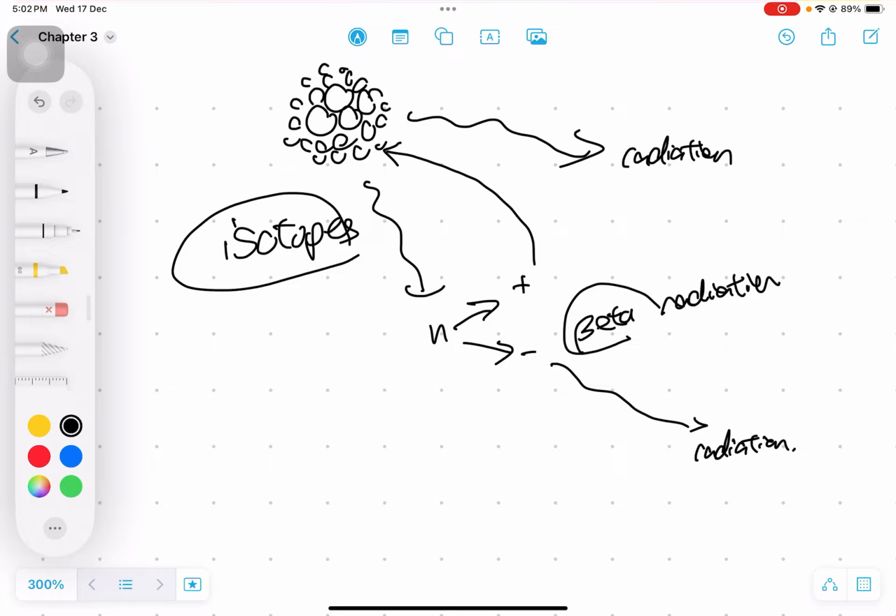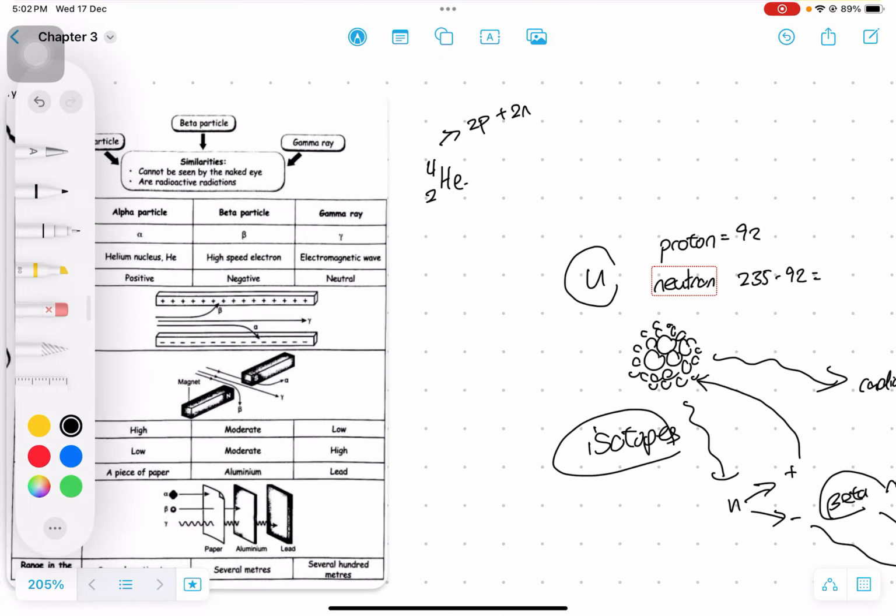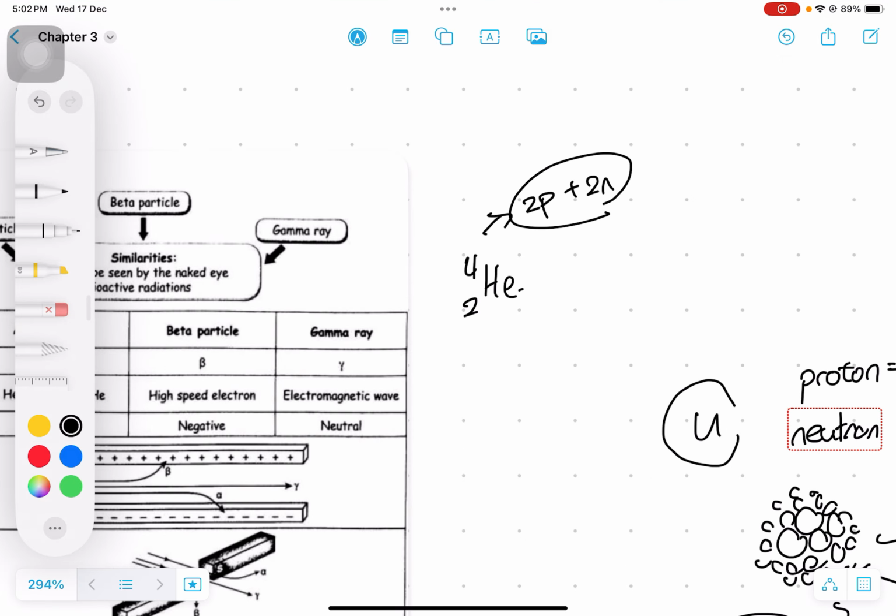What do you mean by beta? Beta means the negatively charged electron. The neutron turns into a proton and an electron. The proton goes back and the electron comes out, so we call it beta radiation. So alpha radiation is the emission of 2 protons and 2 neutrons. Beta is emitted as an electron, and gamma is just energy. It just comes out as energy.